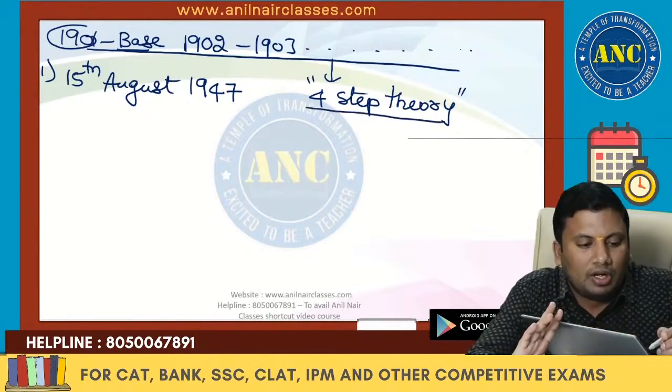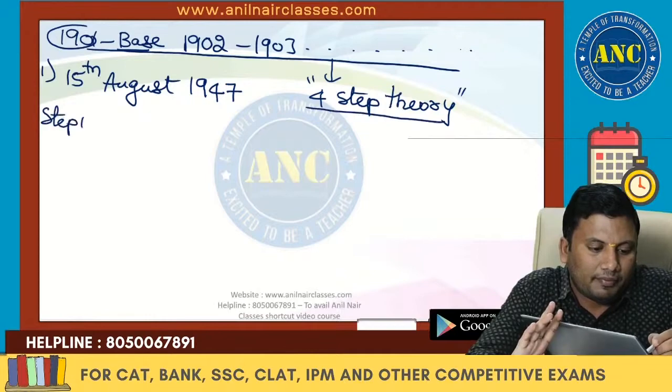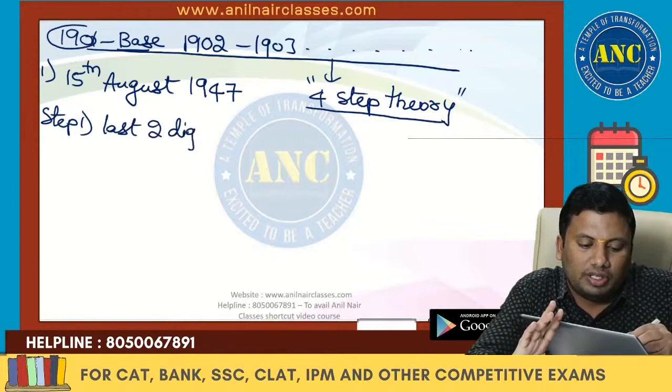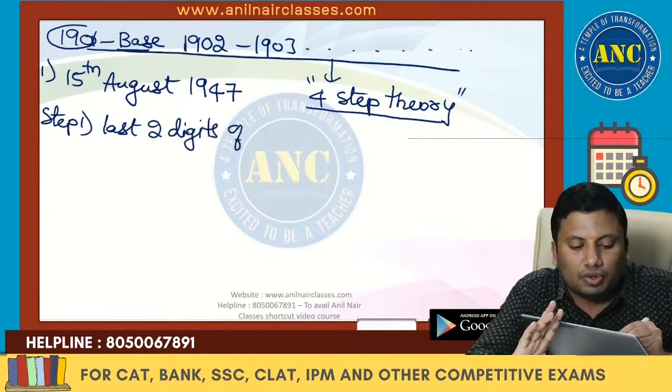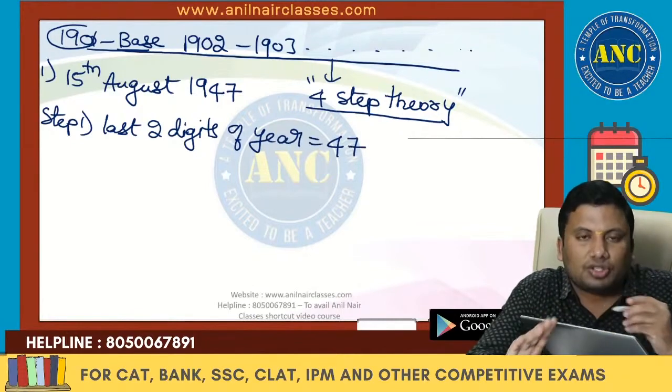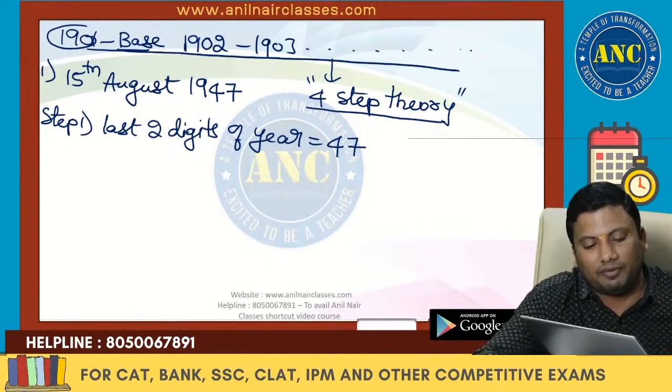Step number 1. Write the last 2 digits of the year. The last 2 digits of the year is nothing but 47.